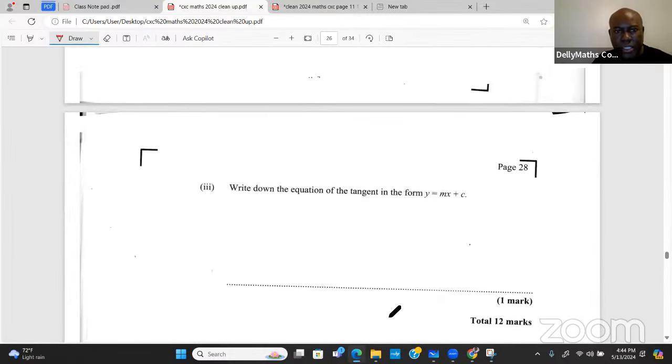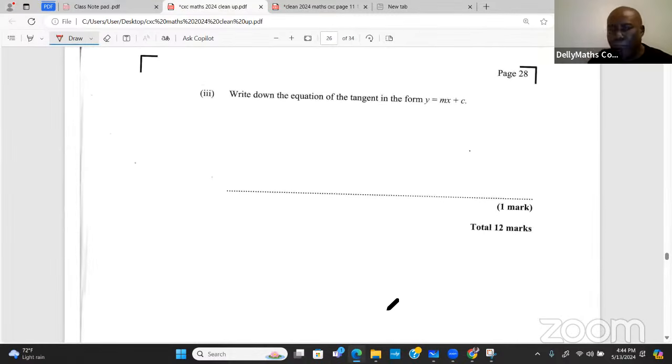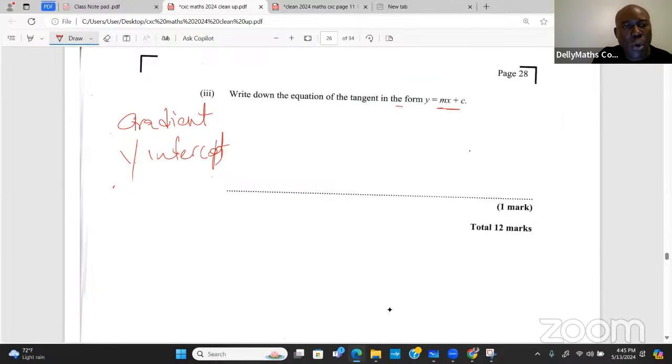We are at, what question are we at now? All right, so this one says write down the equation of the tangent in the form y is equal to mx plus c. Now, if I'm going to write down the equation of the tangent, the only thing I'm going to do is use that slope that I have and the y-intercept. Remember, for any equation of any line, if I have my gradient and my y-intercept, I'm going to represent it in slope-intercept form, y is equal to mx plus c.